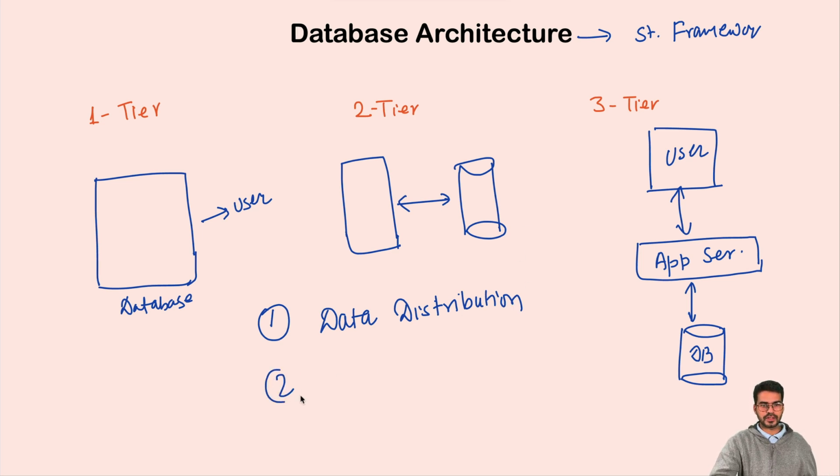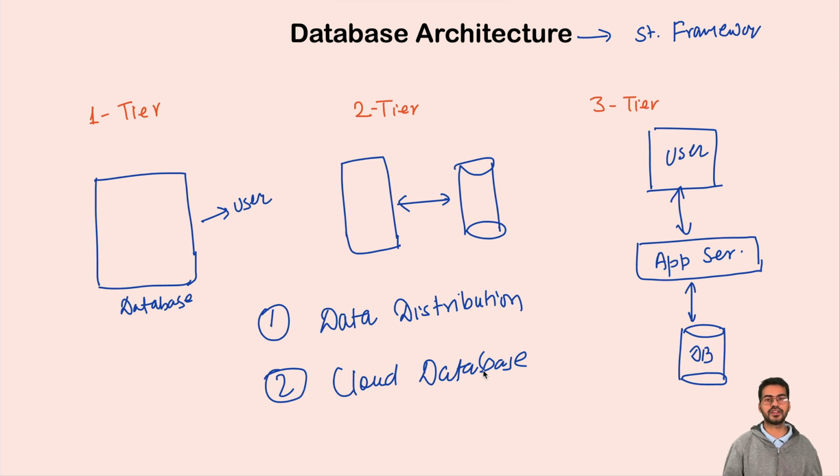We also have something like cloud database. A cloud database is like, for instance, Amazon AWS Aurora, which is a serverless database. These are the modern database architectures which are very recent and which are really good in order to fulfill modern requirements. But for our scope, this is something we should know. So this is a simple concept of database architecture.